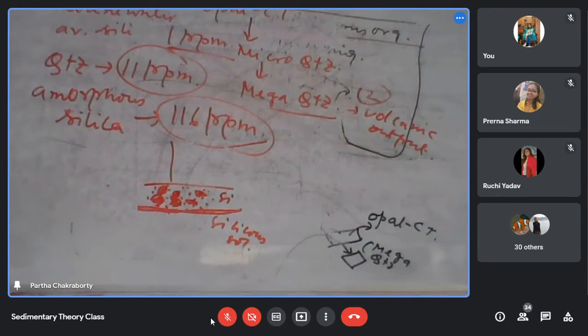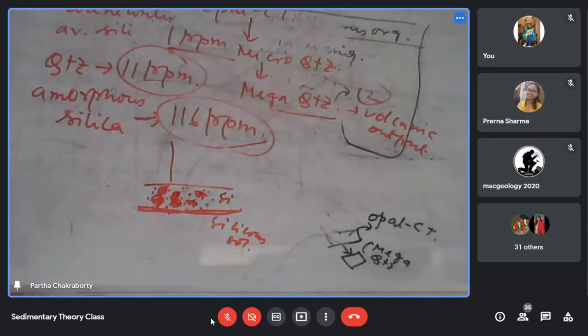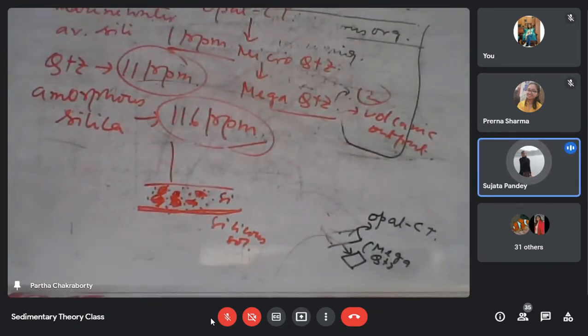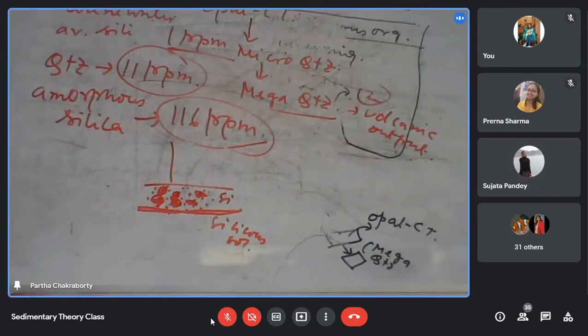Okay? Now, this is one. Sir, opal A is cryptocrystalline metastable. It is fine grain, cryptocrystalline, fluffy. Then the opal CT is actually needle shaped or sheath-like.